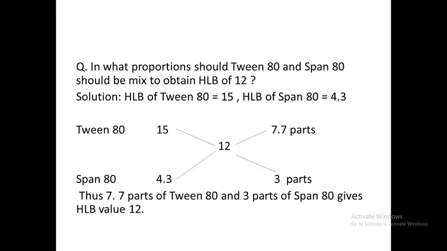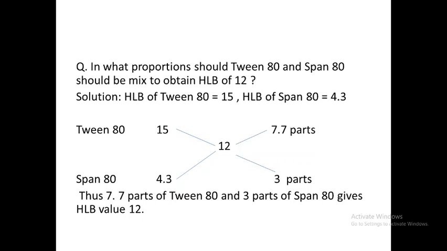Next, a second type of problem can be asked in your exam, that is calculation of the proportions of surfactants required for the preparation of a mixture with a known HLB value. Just see the problem: in what proportion should Tween 80 and Span 80 be mixed to produce a surfactant mixture with HLB value 12? Here we have to calculate the proportion or amount or fraction of Tween 80 and Span 80 to produce the mixture of HLB value 12.